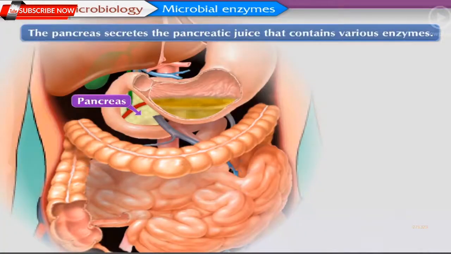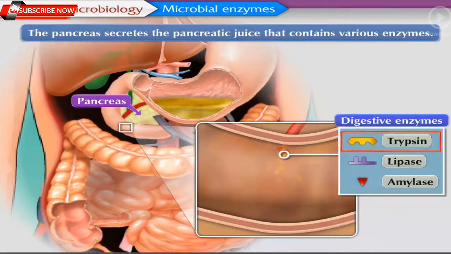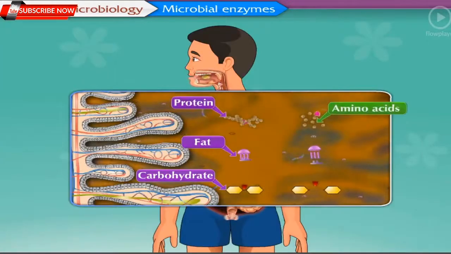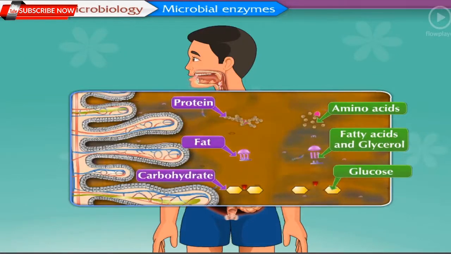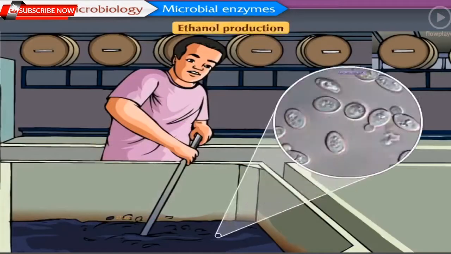Pancreatic juice secreted by the pancreas also contains digestive enzymes like trypsin, lipase, and amylase, which perform the function of conversion of proteins into amino acids, conversion of fats into fatty acids and glycerol, and conversion of complex carbohydrates into simple sugars, respectively. Come, after this brief idea about what are enzymes and what functions they perform, we can now move on to study about microbial enzymes.